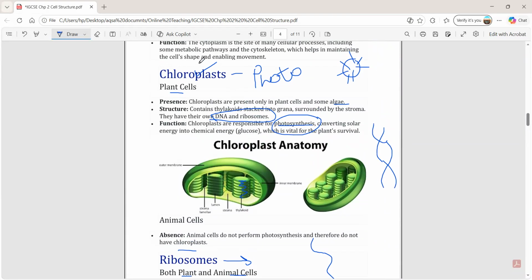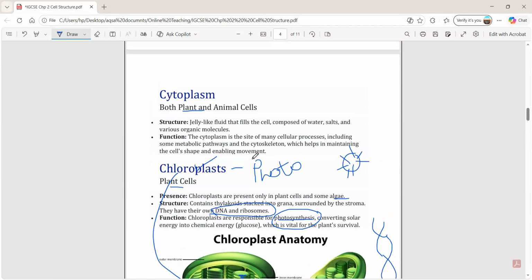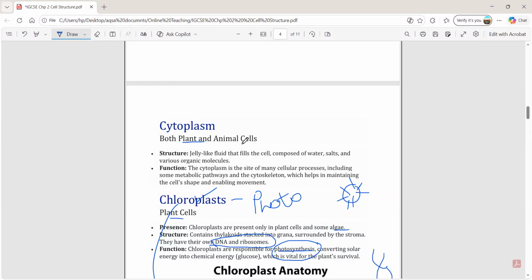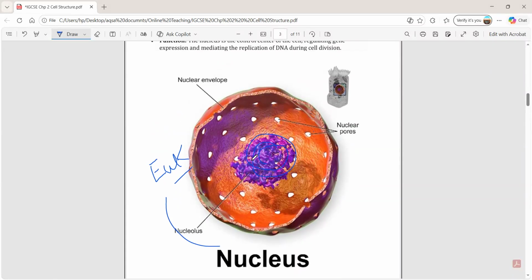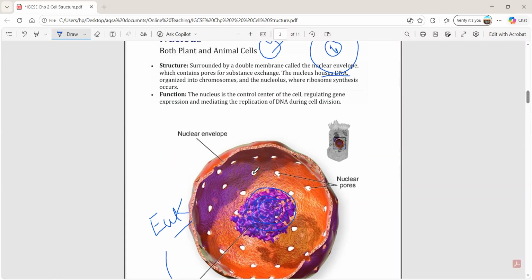Okay, chloroplast is only present in plants, but in some algae they also have the chloroplast. Animal cells don't have a chloroplast. That's why they are not able to perform photosynthesis. If the plants have chloroplast, they can perform which process? Photosynthesis. It means they are able to prepare their own food. Cytoplasm is present in both. This is basically the jelly-like structure, and the site of different metabolic pathways is the cytoplasm. The nucleus is the main organelle, we can say, which controls the genetic information.